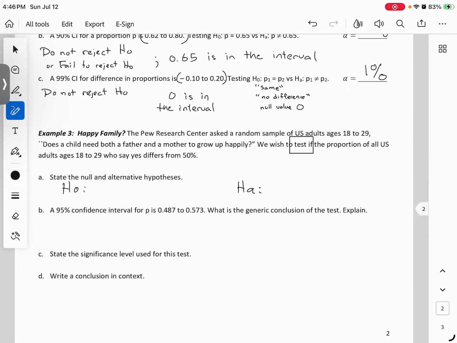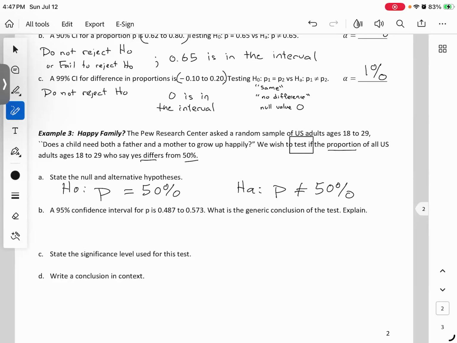All right, here it comes. So they wanted to test whether the proportion of all adults 18 to 29 who say yes, that it's too hard to adopt, that a child needs mother and father to grow up happily, differs from 50%. So you have your equal sign, you're not equal to because of the word differs. This was a study about proportions. 50% differs from 50%.